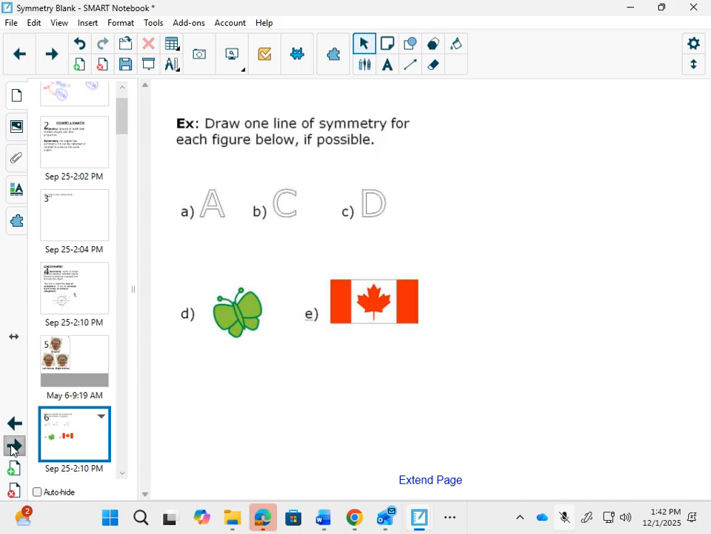And I don't know, when I draw lines of symmetry, I like using a dotted line. I don't know why. Me too.